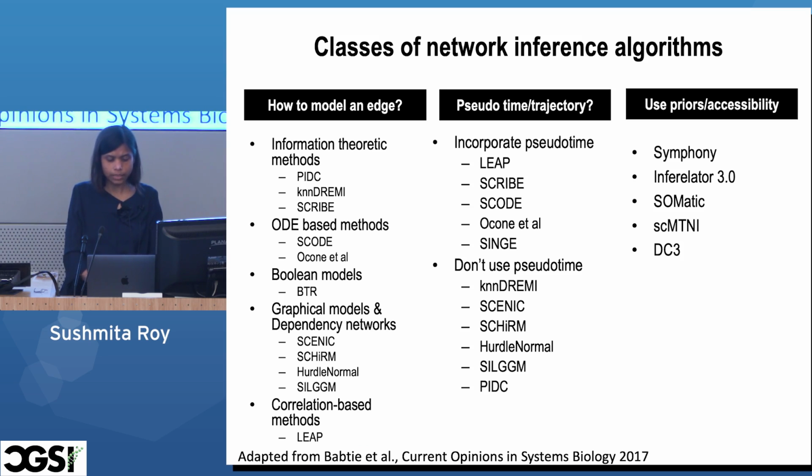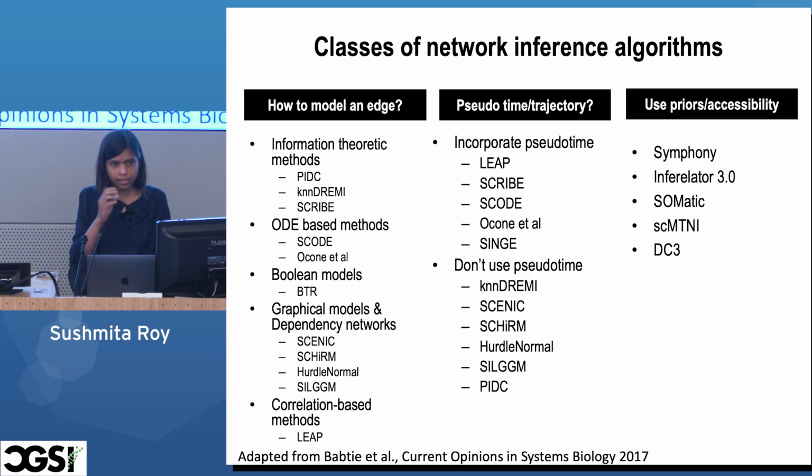In terms of the class of methods that are out there, we can group them based on how they model the relationship between a regulator and a target gene. You could use information theoretic methods, like PIDC and Kane and Remy, for example, from Smita's group, that have used information theory as a way to relate regulators to target genes. There have been graphical model-based methods and simple correlation-based methods, and these methods basically differ in how we explain the expression level of a gene. What is the mathematical form? What type of function should we use?